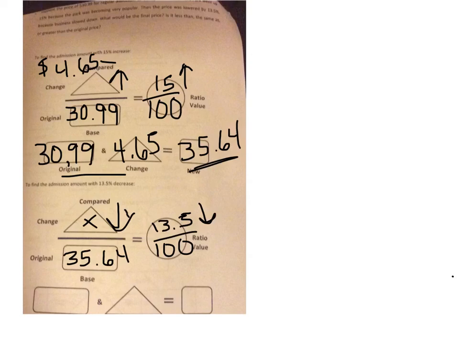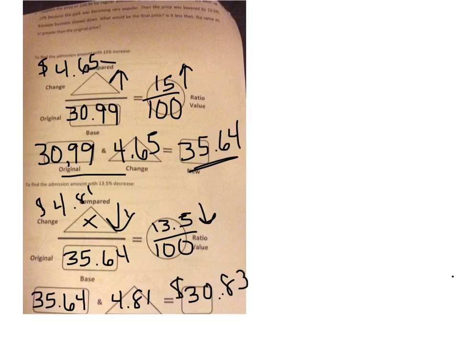35.64 times 13.5 divided by 100 is going to be 4.81. And there's a 1 after it, but that's low, so it'll just stay $4.81. So if we figure out what's happening, the original price was $35.64. We are going to lower it by $4.81. So we're going to figure out the new price by taking $35.64, lowering it by 4.81, and we have $30.83. That's the new ticket price.